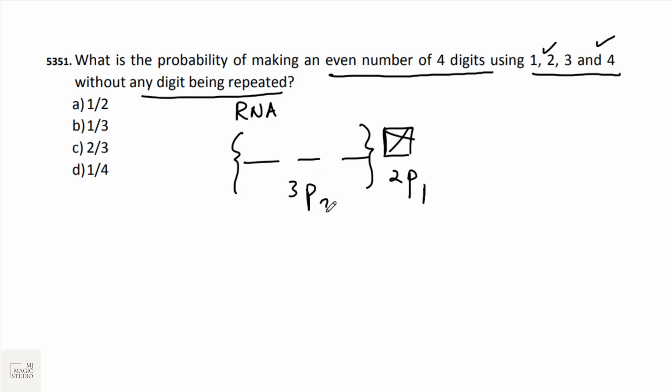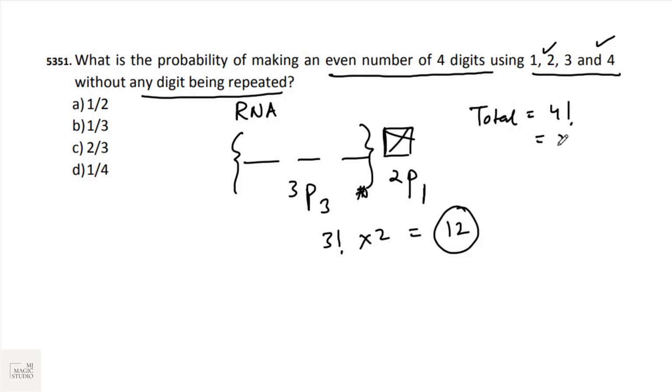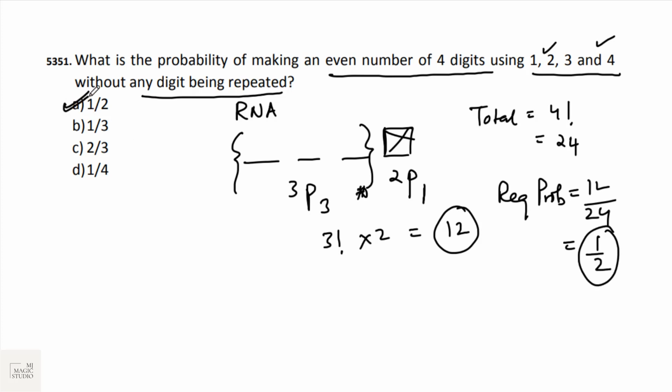And from the remaining 3 digits, 3 positions can be occupied in 3P3 ways. So 3P3 is factorial 3, that is 6, into 2, that is 12. That is the total number of favorable cases that we will have. Now, the total number of cases is factorial 4, that is 24. So the required probability is the favorable number of cases divided by the total number of cases, that is half. Option A.